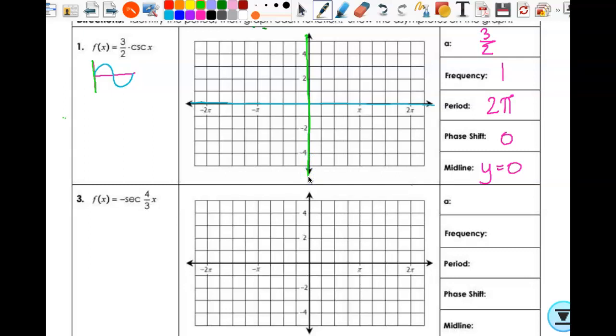All right, so then, just like the rest, we're going to do beginning, end, half, half, half. So at the end of the period, I also have an asymptote. The period is 2 pi, and I don't have a phase shift, so I have another asymptote at 2 pi. Halfway between, I have a third asymptote, and it goes here at pi.